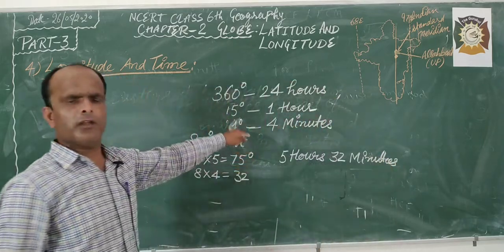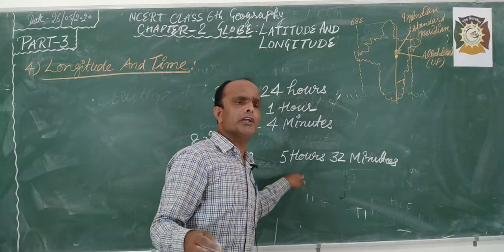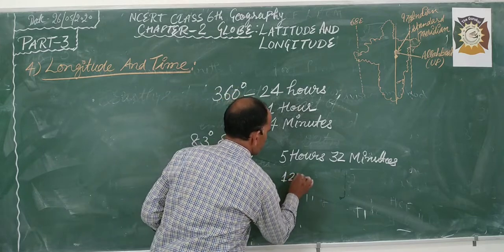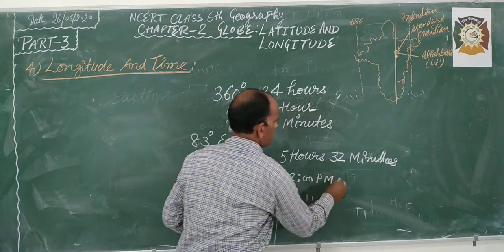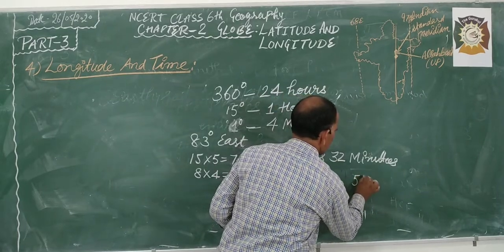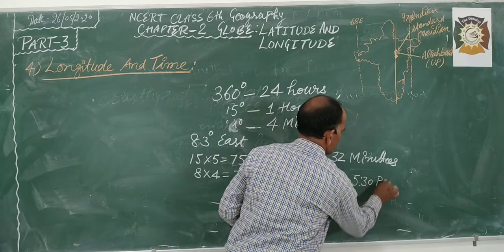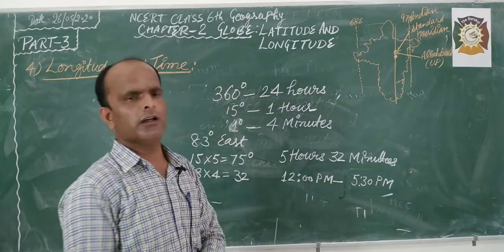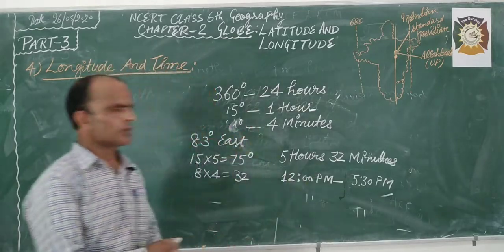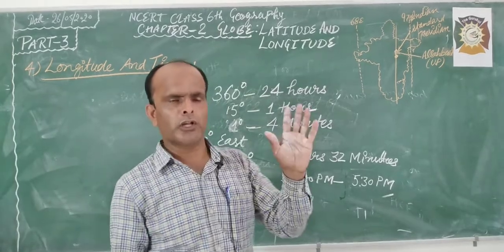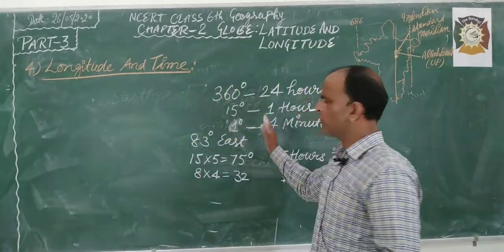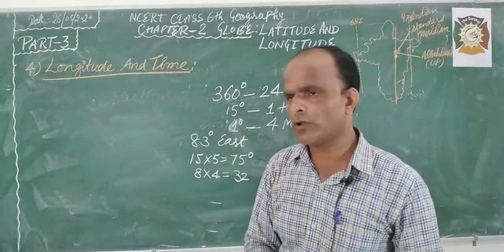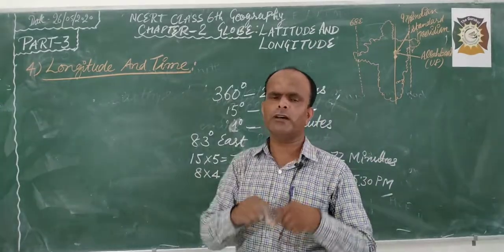If the time at Greenwich is 12 o'clock, in India it will be 5:30. It means if at Greenwich it is 12 p.m., then in India it will be 5:30 p.m. This is the difference between the Indian time and the English time. So this is the link between longitude and time. We calculate time through longitude, the rotation of the earth and the movement of the sun.